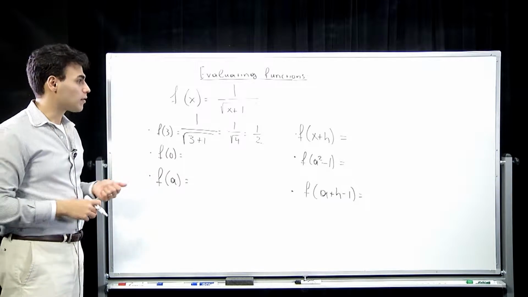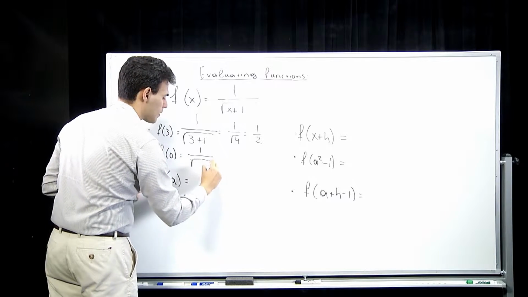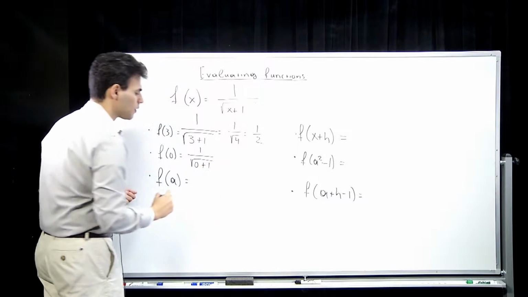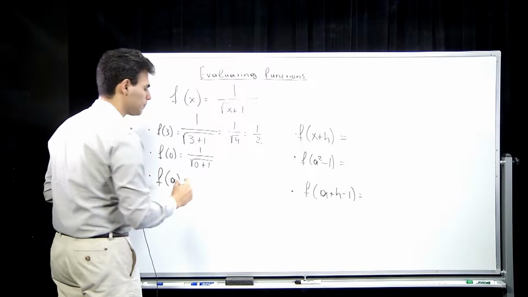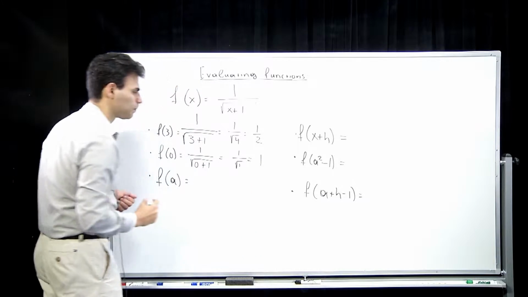Similarly, what's f of 0? Again, look at the formula. Replace x with 0. So 1 over square root of 0 plus 1, which gives you 1 over square root of 1, which is, of course, equal to 1.